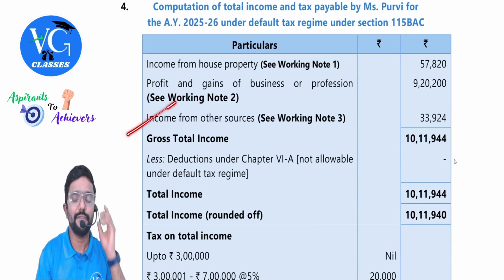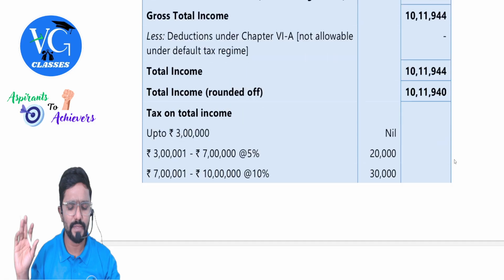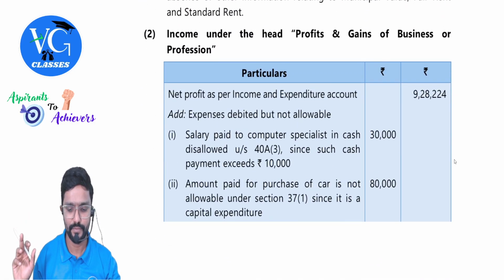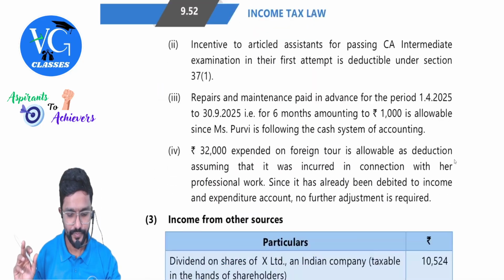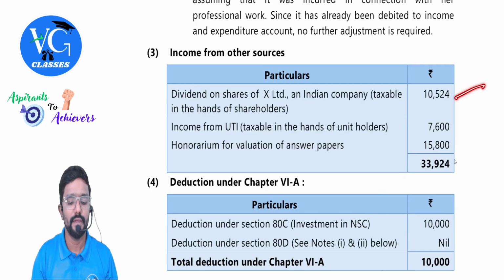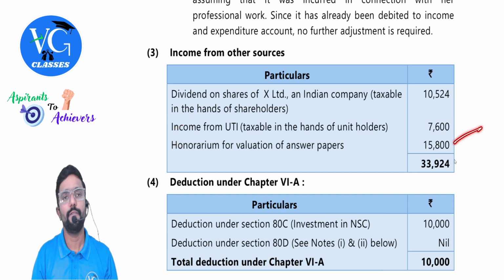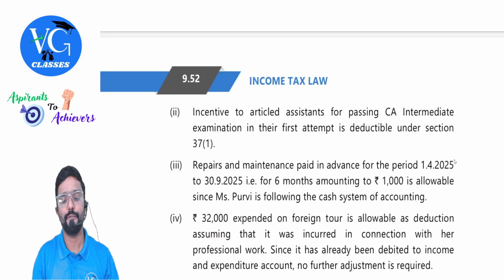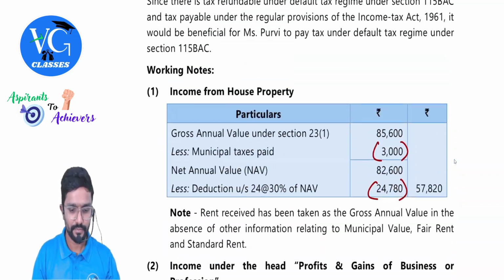Then we also have income from other sources. There are 2, 3 items, I guess 3 items under income from other sources. Consider all of them. Dividend on shares of X Limited, income from UTI, then honorary 15,800. All these three put together: 33,924. Other sources.